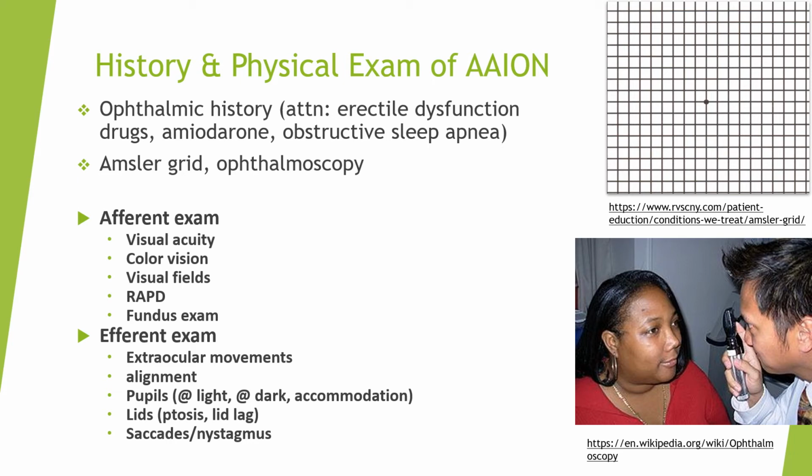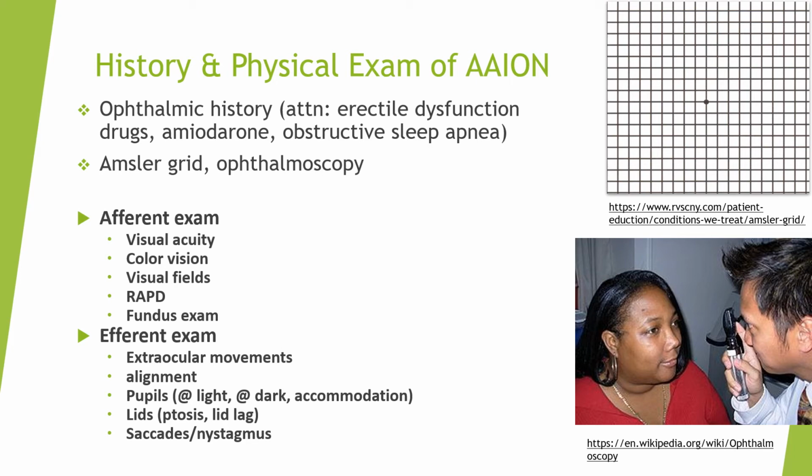Then, a thorough slit lamp exam to rule out any other pathologies would be helpful, and an Amsler grid to see if the visual field is coherent and there are no missing parts within the visual field would be prudent as well. But the most important part of the physical exam for AAION are the afferents and the efferents. Afferents test for the visual acuity, the color vision, which would be altered if the patient presents with dyschromatopsia, the visual fields, RAPD, and the fundus exam.